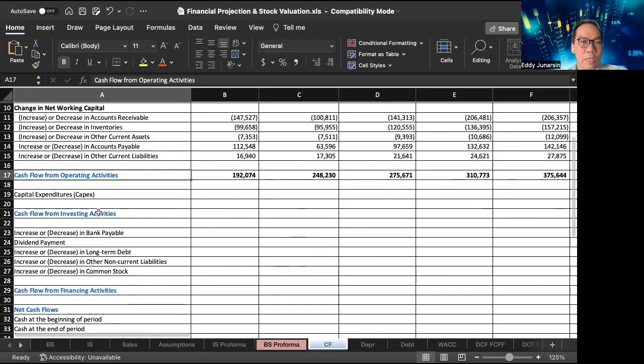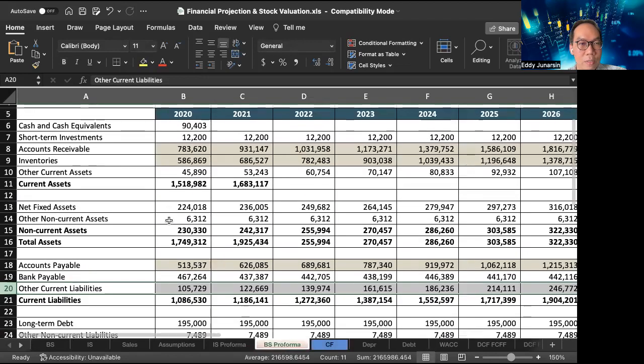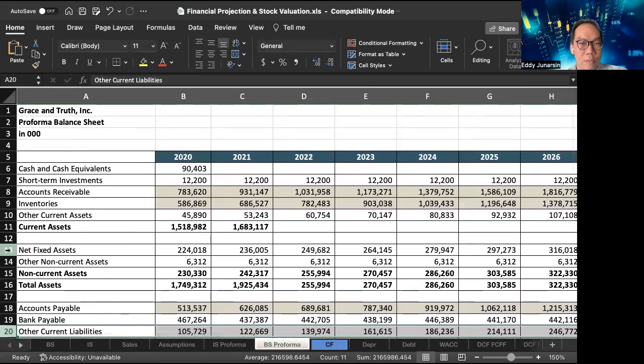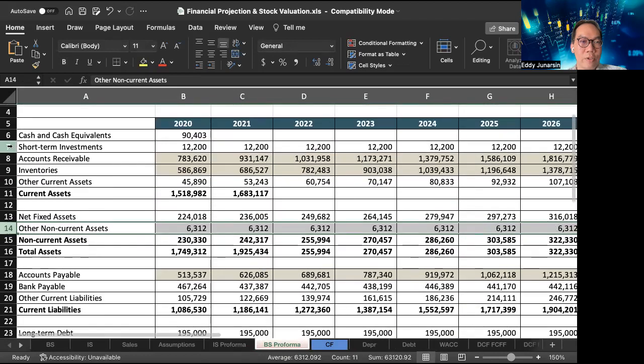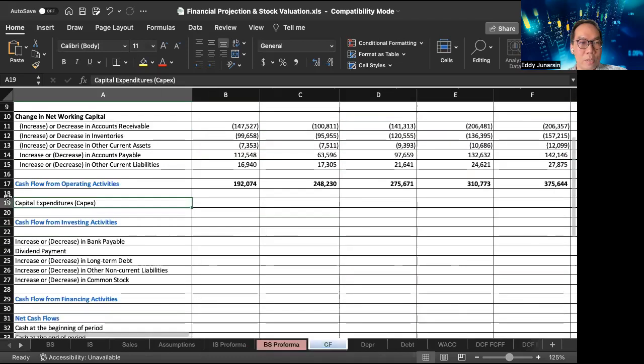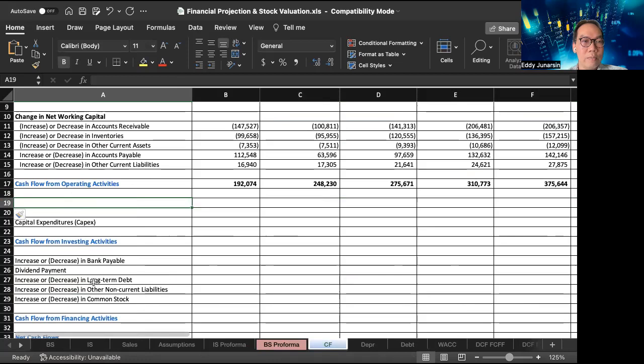Okay. So the next one, cash flow from investing. Cash flow from investing activities essentially is capital expenditures, and let's see what we have here. Yeah, we have net fixed assets and other non-current assets and short-term investment. And so we start from the top one. So yeah, I know the amount doesn't change, but it's important to write here.